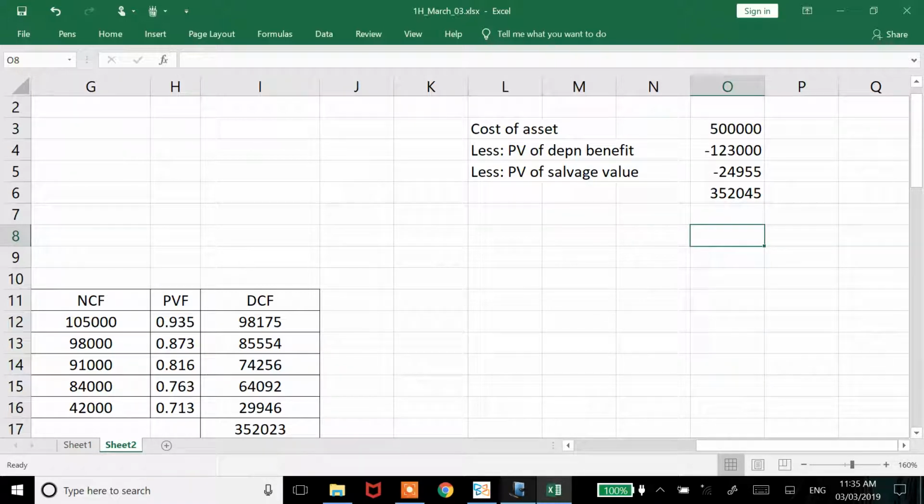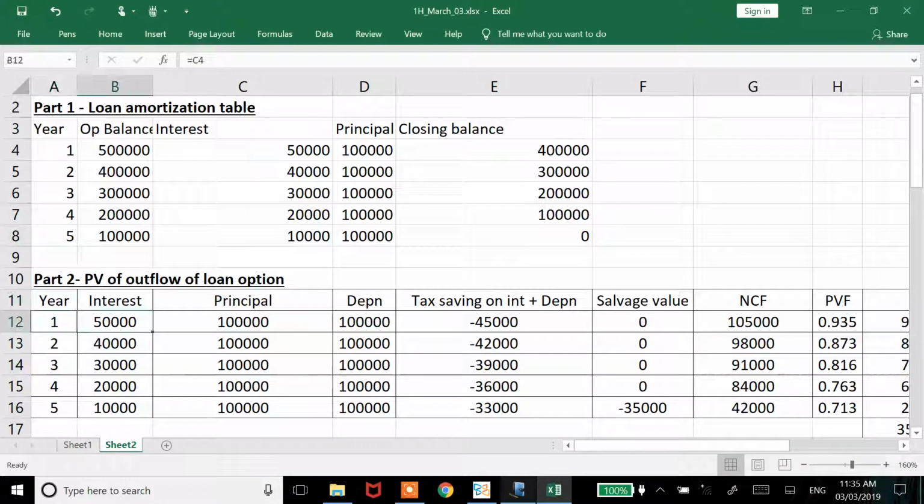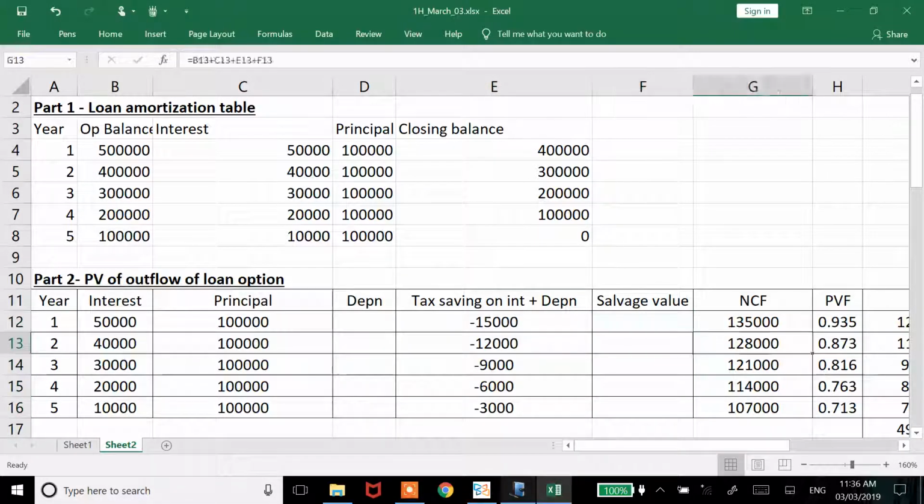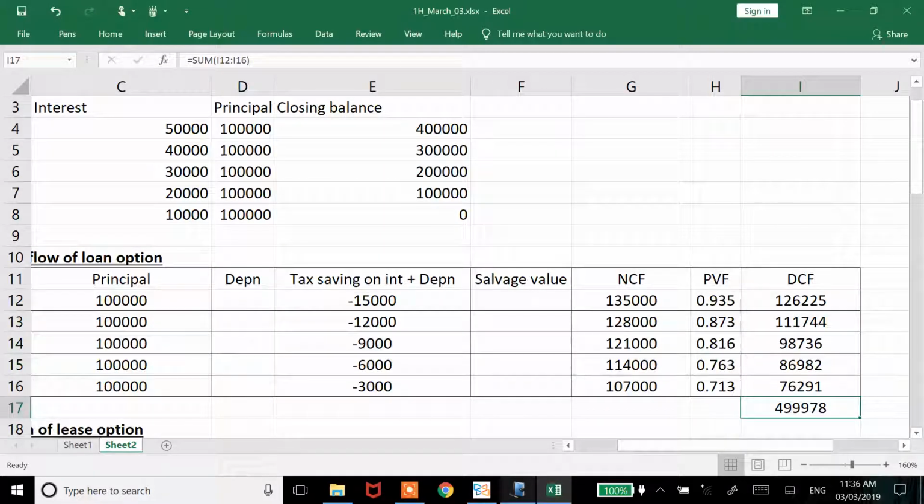Otherwise, both will match. The logic is when interest rate and the discount rate is same after tax, there's no point in calculating interest and principal. For example, I'm removing the depreciation for the time being, and the salvage value. I'm paying interest at the rate of 10%, I'm discounting, and if you see, the total will be 5 lakh.